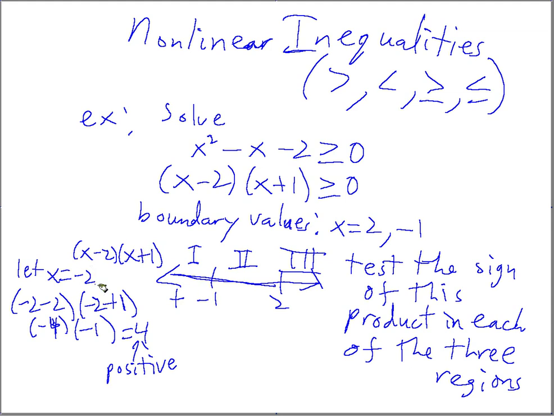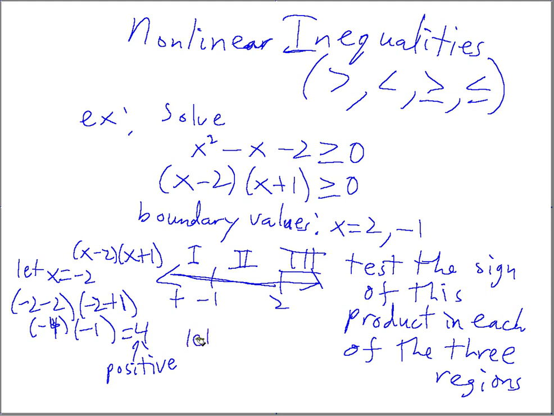Right? So we started with -2 in the first region. We plugged it in. -2 minus 2 is -4. -2 plus 1 is -1. The product, though, is +4, which is a positive result. So I get a positive result in the first region. All right? Does that make sense? Let's pick again. So let's test the second region then. Let's pick x to be 0. So let me do the work here.